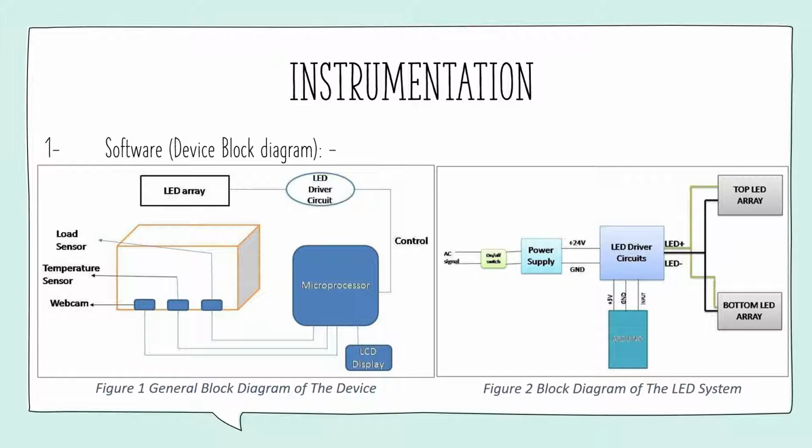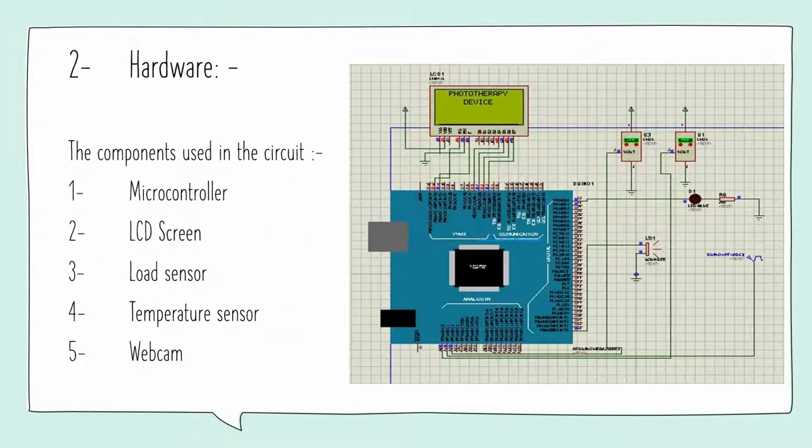In the figure here we have the AC signal connected to the power supply, and there will be an LED driver circuit connected to the Arduino, and two LED arrays, one on the top and one on the bottom. So the hardware of the device, here we have the Arduino connected to the LCD, and here two LEDs, as you can see in the figure.